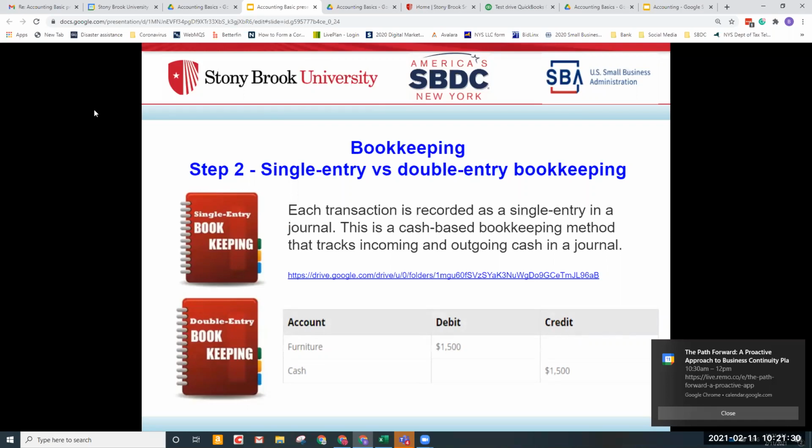Remember that if you use accounting software for your bookkeeping and accounting work, you automatically choose the double entry accounting method.